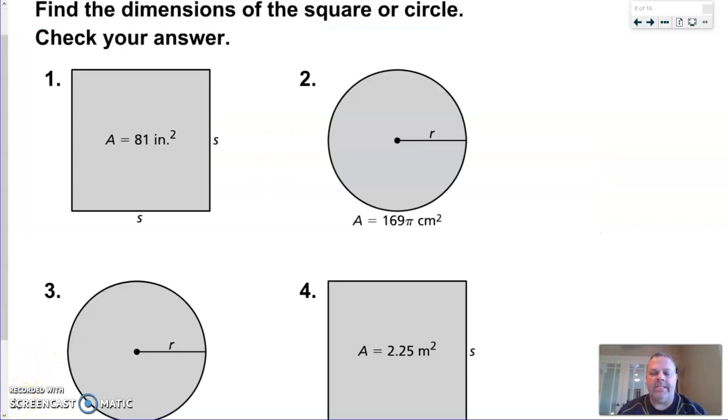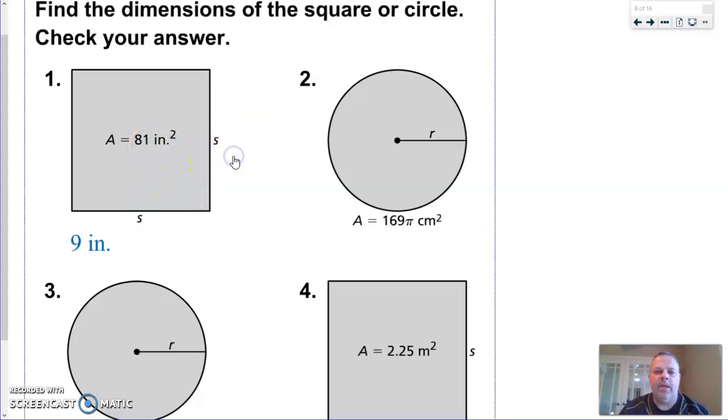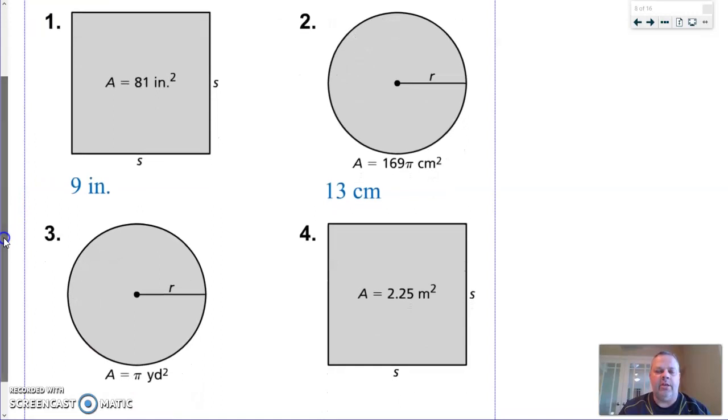These are some problems that you may see. Find the dimensions of a square or circle. Check your answer. So we know that side times a side has to equal 81 square inches. So what times itself equals 81? We got 9. In this one, our answer is going to be tied to the area formula for a circle. And area of a circle is pi r squared. So we are going to be able to divide this by pi, so r times r has to equal 169. So in this case, r is 13 centimeters. Down here, this is a little tricky because it's pi yards.